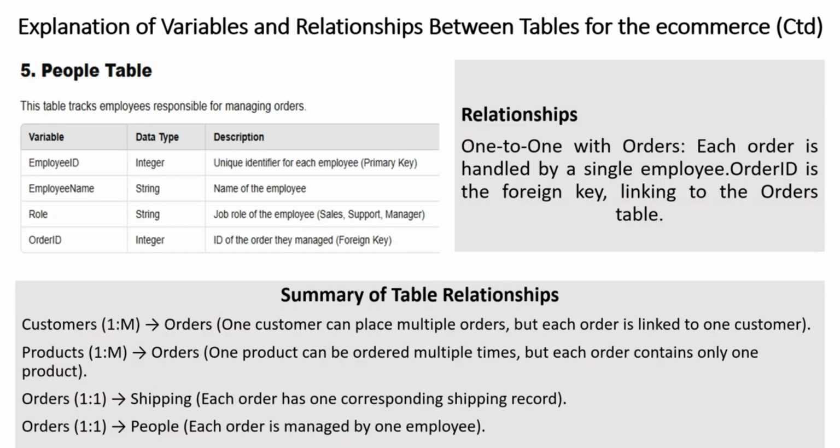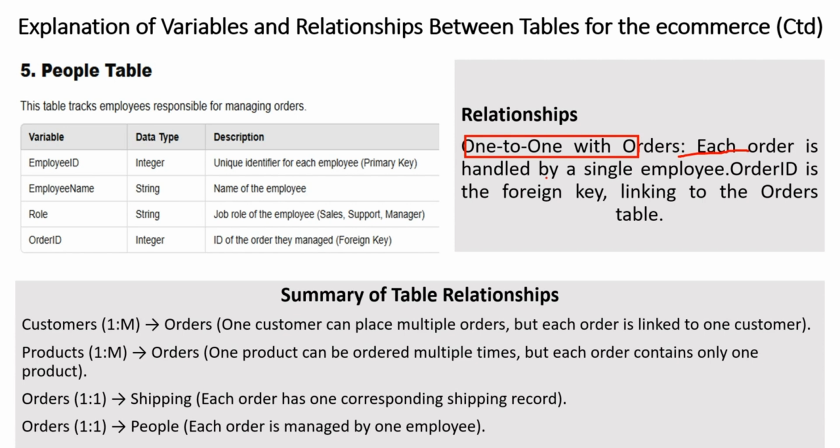Then the people table. So the people table has the employee ID, or you can say it's an employee table also. Then the employee name, the role of the employee, and the order ID. The data types are integer and string. Of course, the role of the employees is either sales, support, or manager. So the relationship is also one to one with orders. Each order is handled by a single employee.